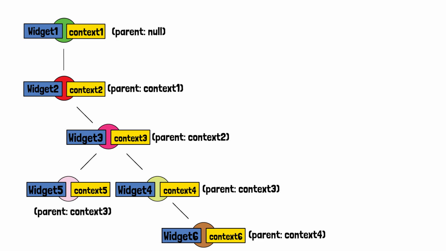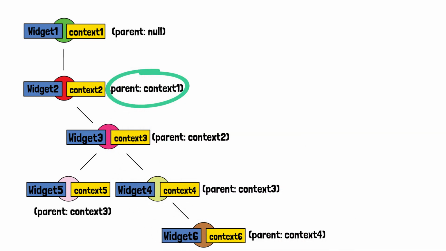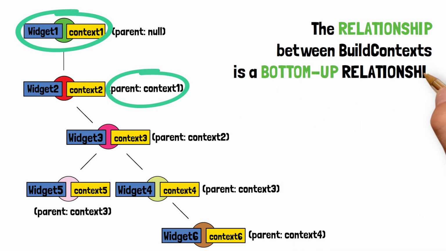So in our case, our widget built within its next context only knows that its parent is the widget built on the previous context and nothing else. So, to sum up, the relationship between build contexts is a bottom-up relationship, because the only way to know what's at the top of the tree is to start from a bottom child and work your way up, asking at each step for every parent that is above, until you reach the top.